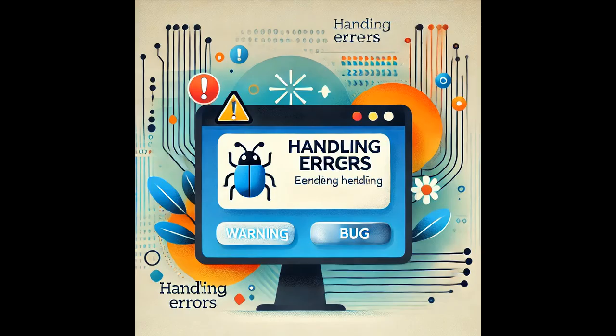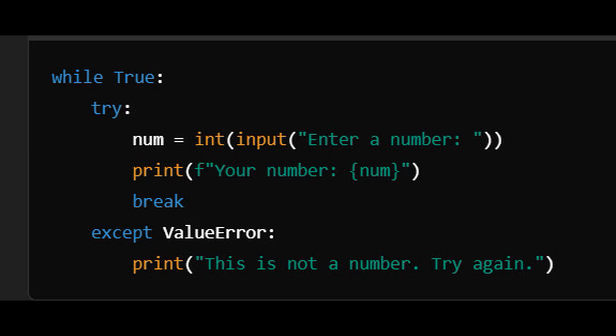Handling errors. When working with loops, it is important to handle possible errors. For example, if the program asks for a number, but the user enters text, the program may crash. To avoid this, use the try except construct. While True: try: num = int(input("Enter a number: ")), print(f"Your number: {num}"), break, except ValueError: print("This is not a number. Try again.") Now the program will not terminate with an error if the user enters text instead of a number.